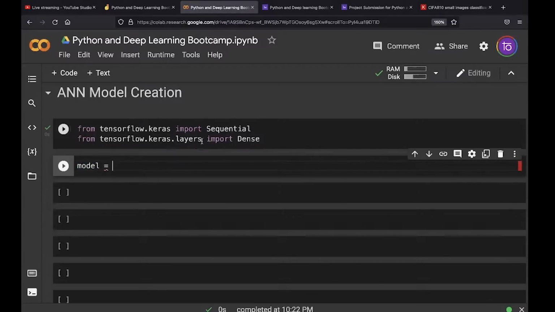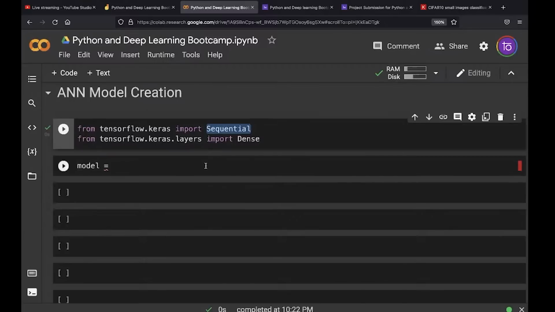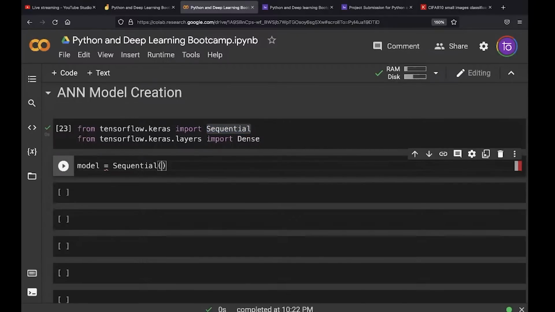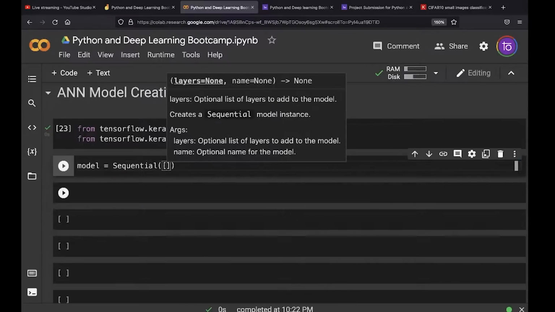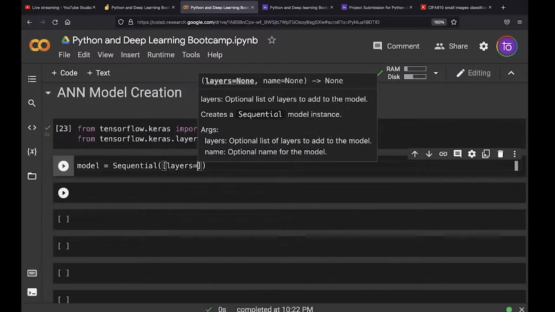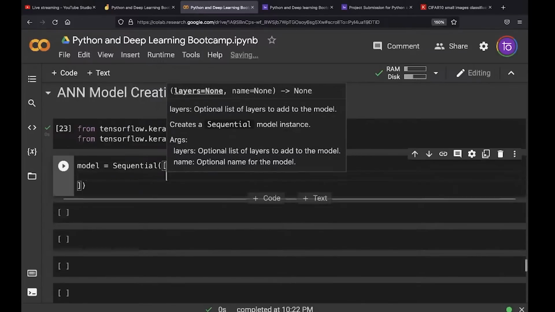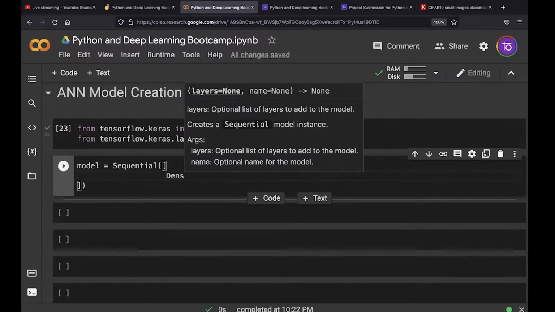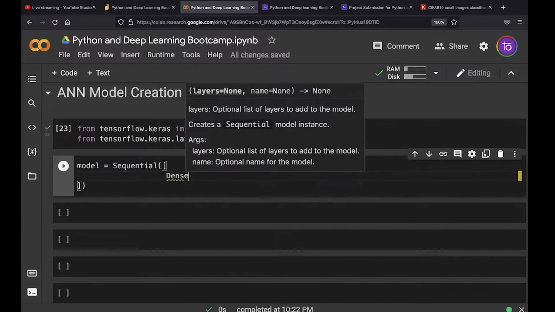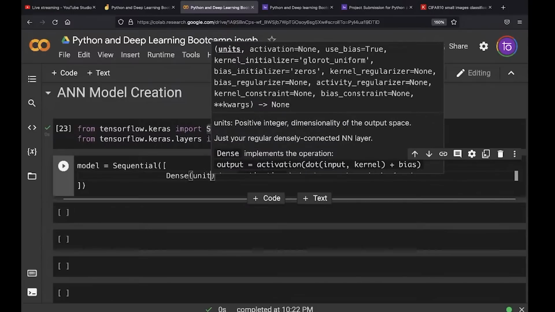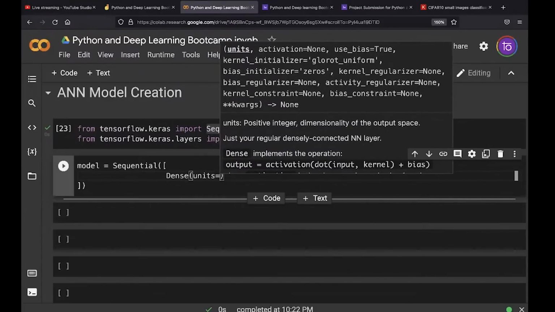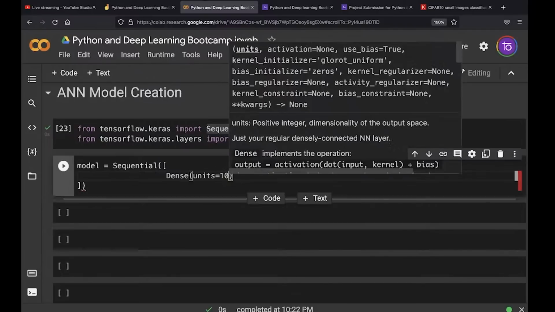Okay, I'm going to start the model using this Sequential. Now in this Sequential, I'm going to contain multiple hidden layers. So the first hidden layer will be Dense, second and third and so on. So I'm going to use a list data structure. Now let's add the first hidden layer, Dense. Okay, now it is going to ask you the units. Units means the number of neurons that you want to have in the first hidden layer. So I'm going to say I want only 10 neurons in the first hidden layer.